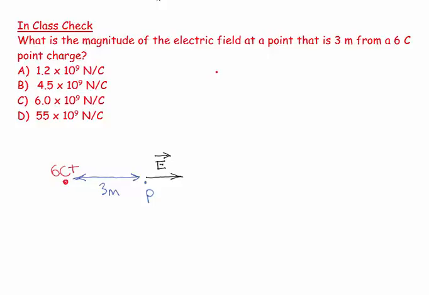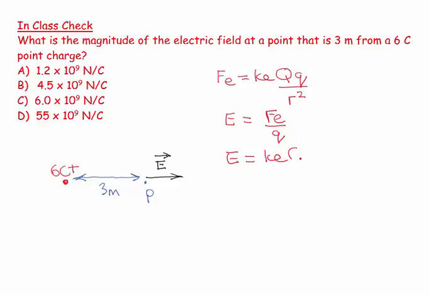It's not asking me for the vector this time, it's asking me for the magnitude. And I always like to recall some of my basic equations, and we know quite well that Fe is equal to Ke, the parent charge, the secondary charge, over R squared. And the electric field is the force per unit charge, so that would be the force over q. And so we can say that our electric field magnitude is equal to Ke, the parent charge, the charge that sets up the electric field, over R squared.